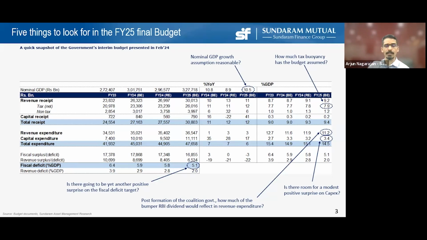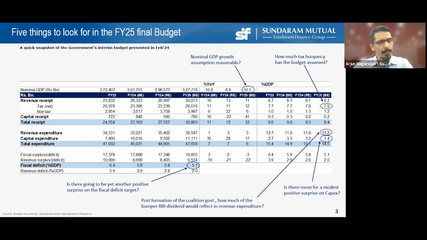But the biggest positive has been the fact that despite the fact that it's a coalition government, the narrative is unlikely to change. The narrative is likely to remain pretty much the same. The focus on policy, the policy momentum will not really see a change.